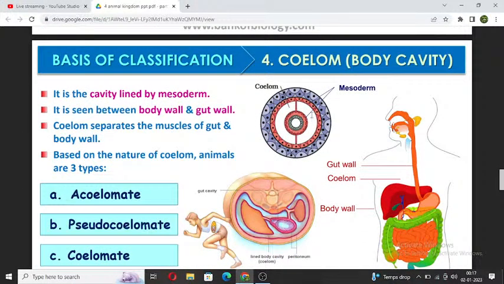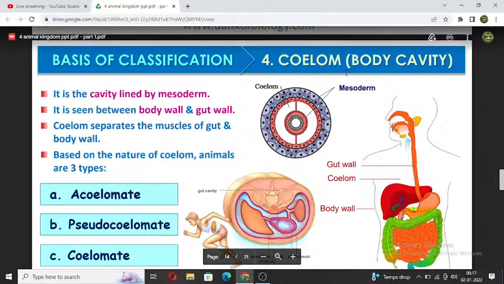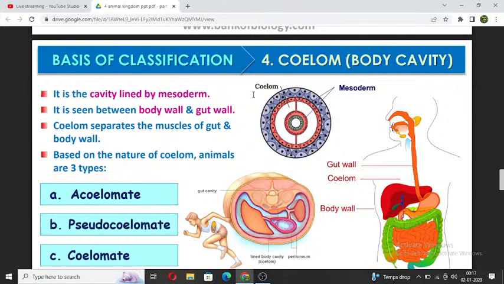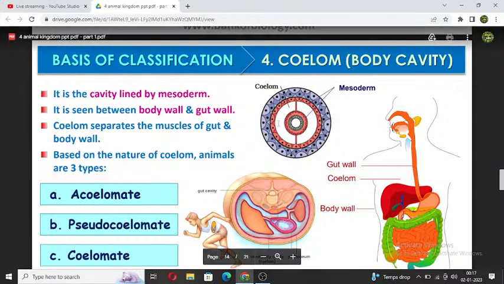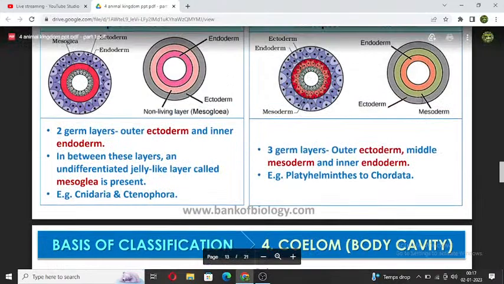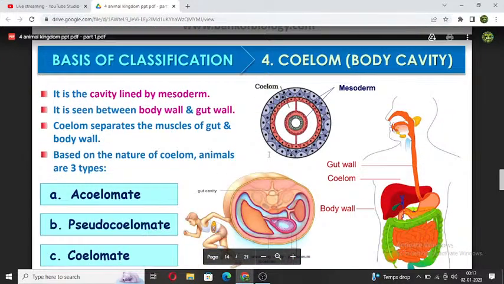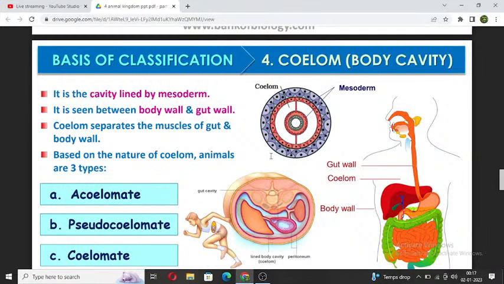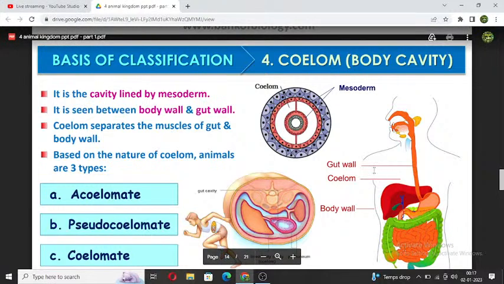Coming to the next basis of classification, the coelom. What is coelom? Coelom is the body cavity. The coelom is lined by the mesoderm, you can see the mesoderm here. It forms a small gap or separation that separates the body wall from your digestive system, an open area which we call the body cavity or the coelom.